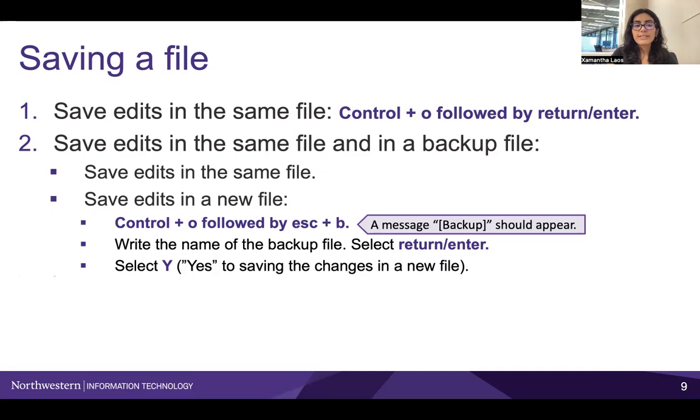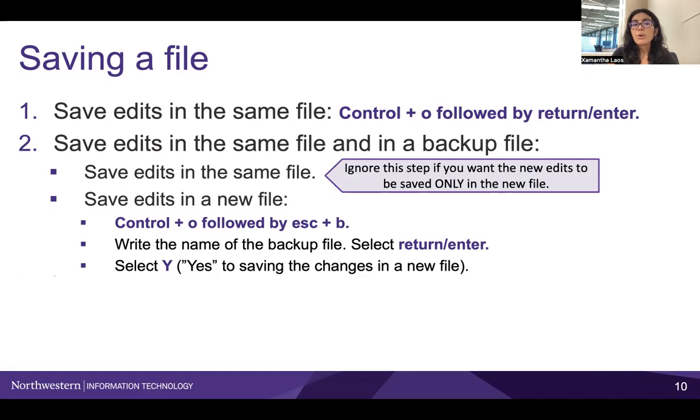You can do so by pressing Ctrl-O followed by Escape B. A message that says backup should appear. Then write the name of the backup file, select Return or Enter, and finally select Y to confirm that you agree to save the changes in the new file. If you only want to save the edits in the new file, then ignore the first step and just continue with the next set of steps.